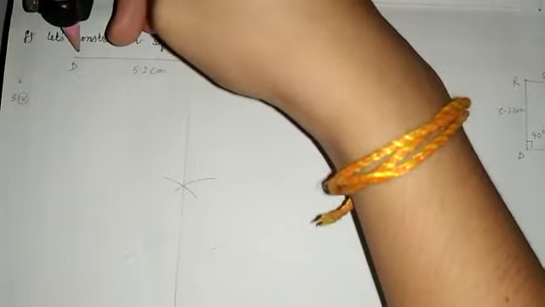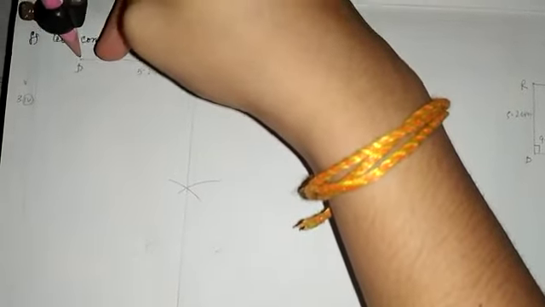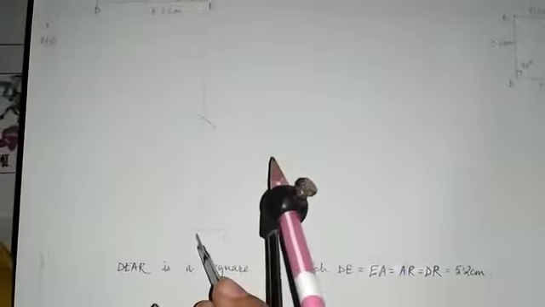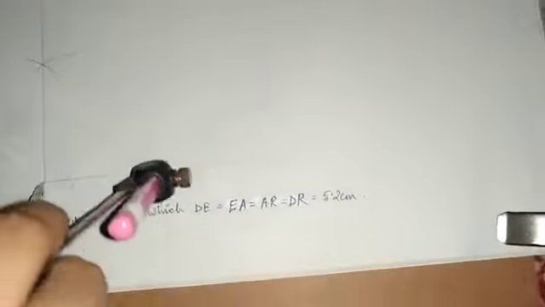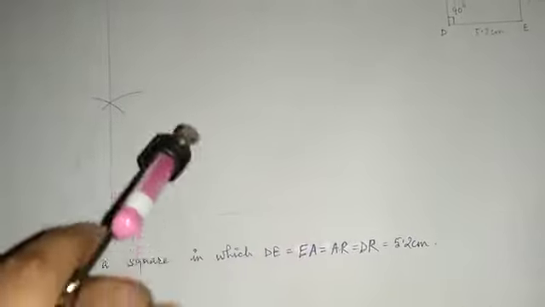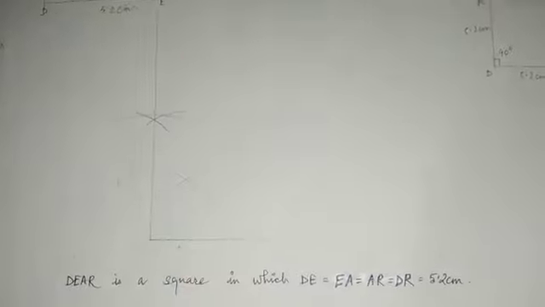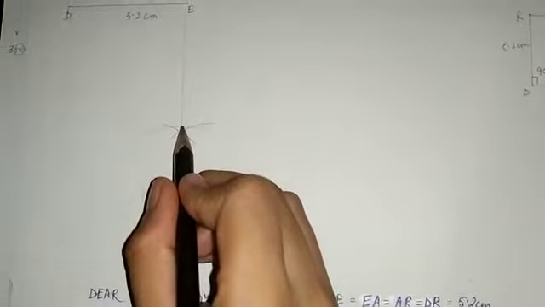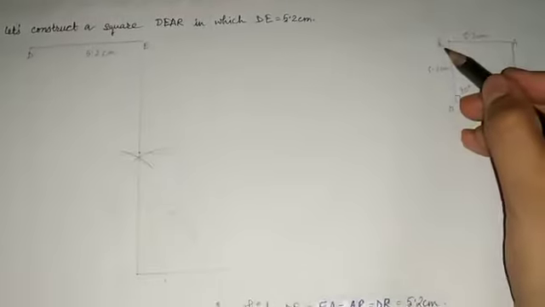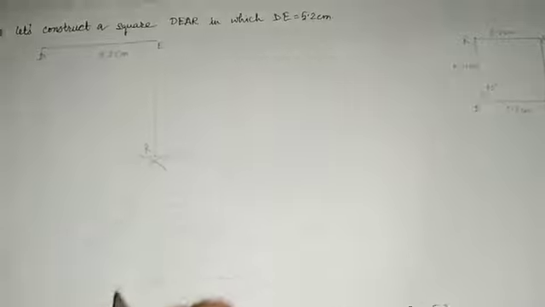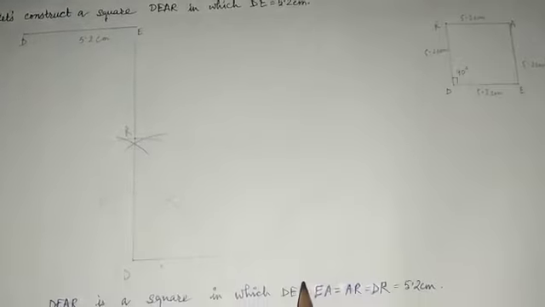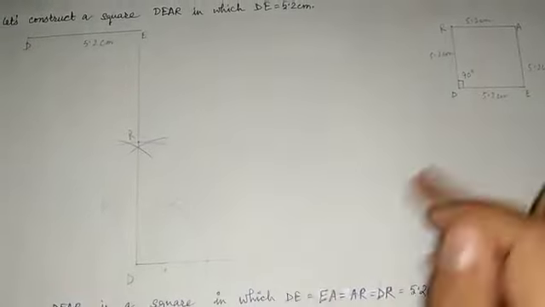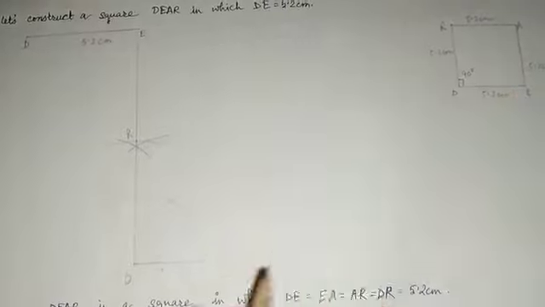After taking the length 5.2, we have to put the needle here and we have to cut this here. Okay. Similarly, we have to cut it here also. Now you can see we have cut it at this point, not at this point. Okay. This is at this point. So we have to name this R here. And this was D and this was E. Just see the diagram here and name it.